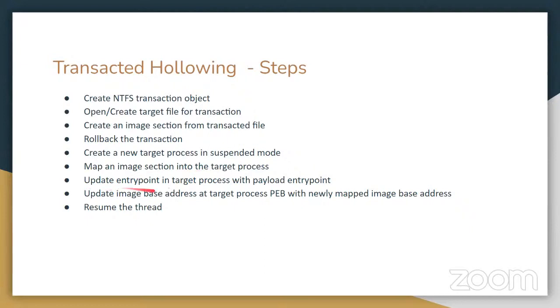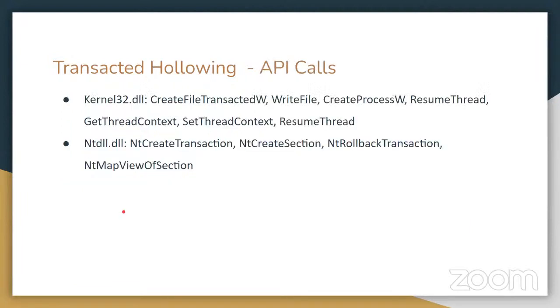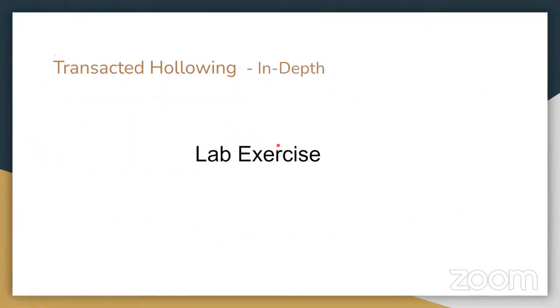After we map the image section into that target process memory, we have to fix the context of the process. So we just need to replace the entry point as we did before. And after that we have to update the image base address in the PEB of the target process, and we will resume the thread. So these are all the API calls that I use in this technique. So let's move into the lab.